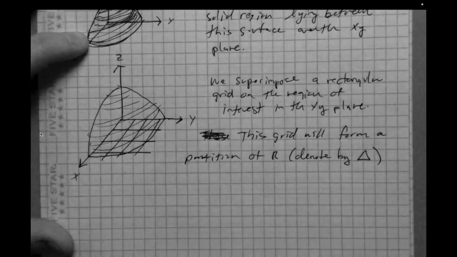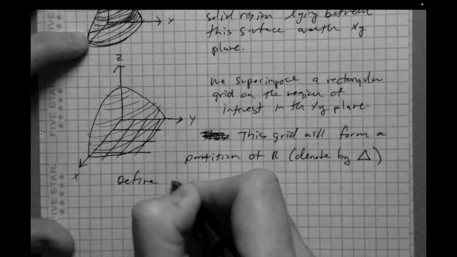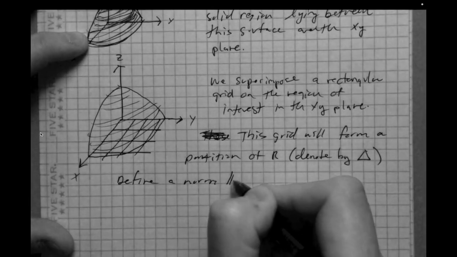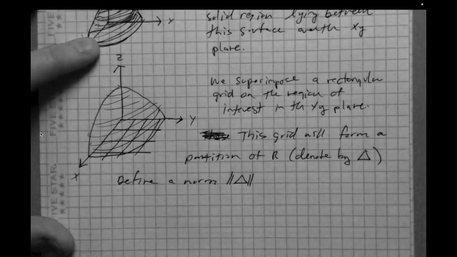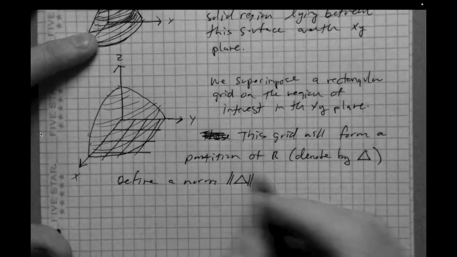And for this partition, we can define a norm, and we'll denote it in the same way as before. Define the norm to be the length of the longest diagonal of these rectangles.